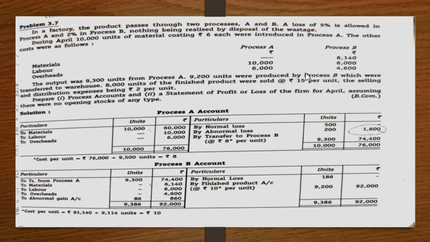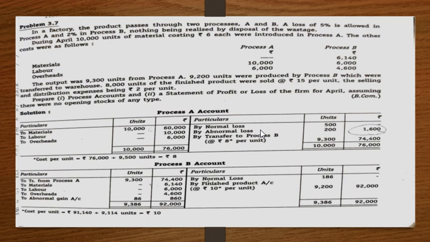As your input is more than your output, you will have abnormal loss. So what is the difference? 10,000 units minus 9,800 units. How did you get this 9,800 units? Normal loss 500 plus 9,300, which is your output for process A. The difference will give you 200. So the 200, the difference in your output column, is your abnormal loss.